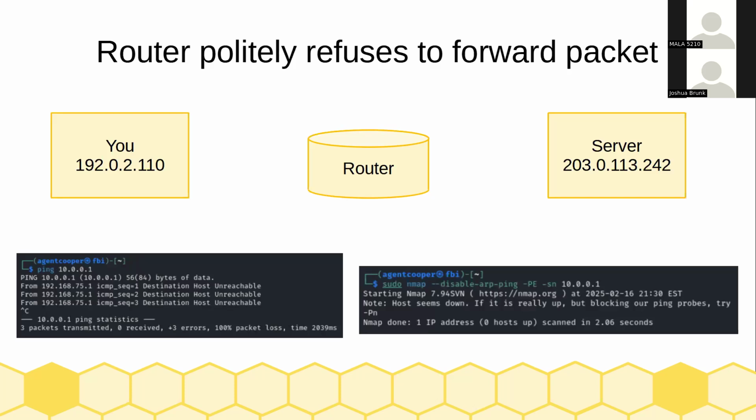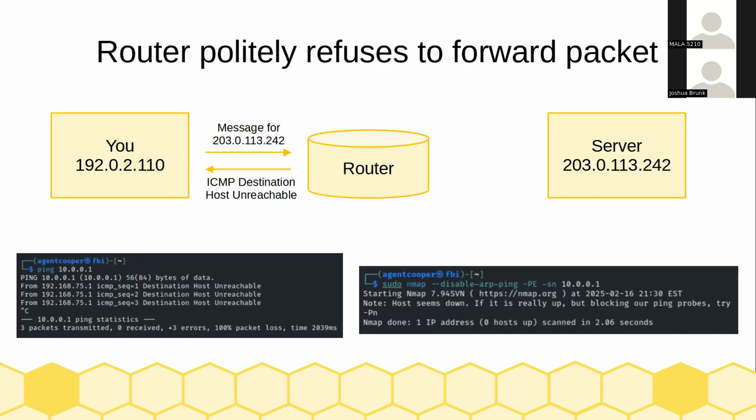So what's the next thing? What's another thing that a router will be able to do if you try to make a connection request through it? Declines to forward the packet. That's true. It can politely refuse to forward the packet. In this case, you would send a packet to the router, and the router will say, sorry, no can do, and it'll send back what's called an ICMP destination host unreachable.